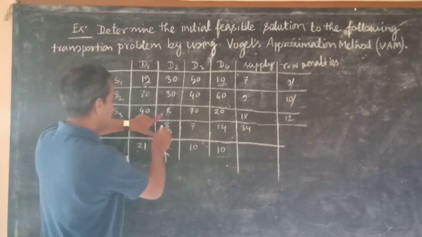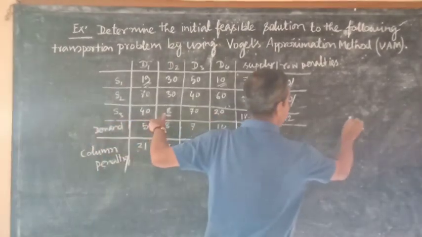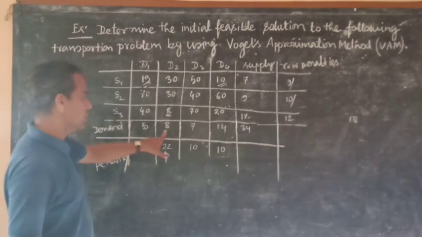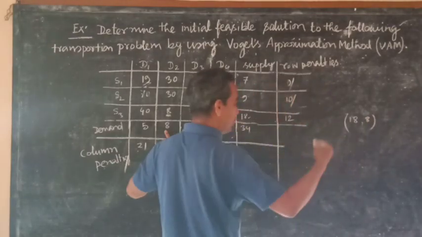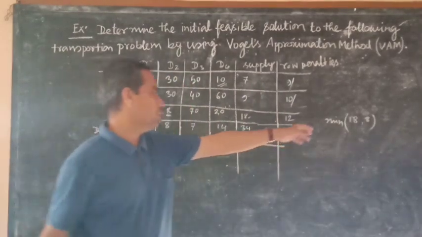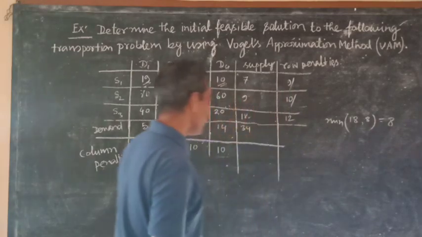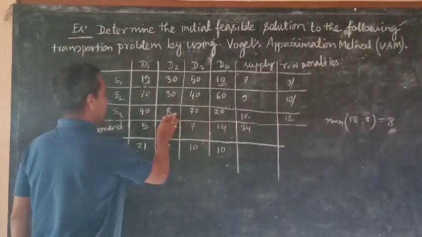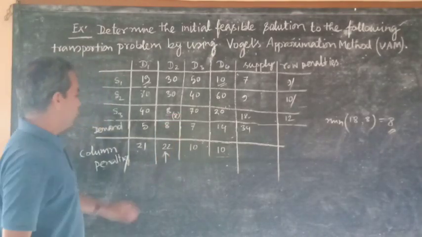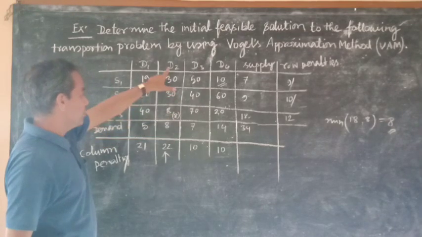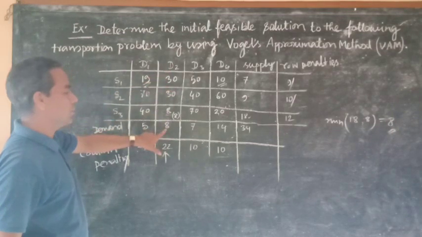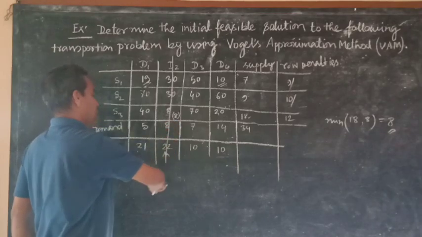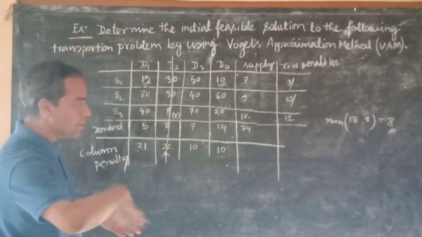To allocate, you observe 8 is associated with supply 18, 8 is associated with demand 8. So the minimum value of these two, 18 and 8, is 8. Now in this cell you can allocate maximum this value 8. So you allocate in here 8. When you allocate 8 in this cell, then D2's requirement is fulfilled because D2's requirement maximum is 8. Since D2's requirement is fulfilled, you cross out this column. Next, you again find the penalties.